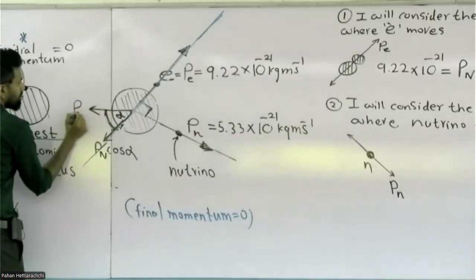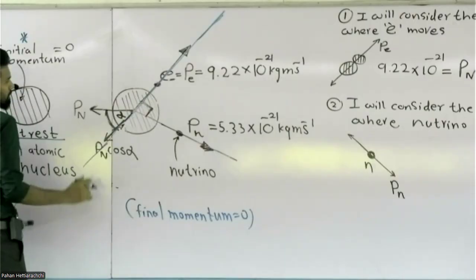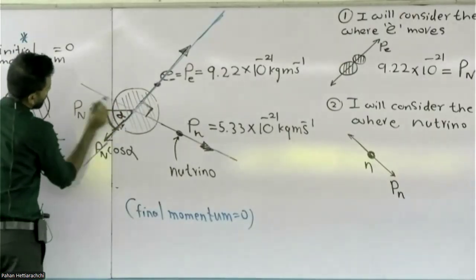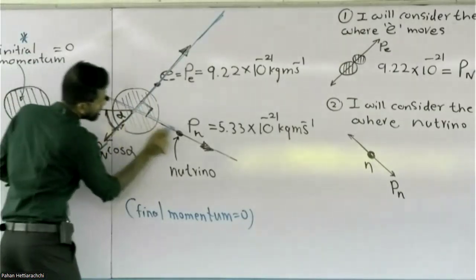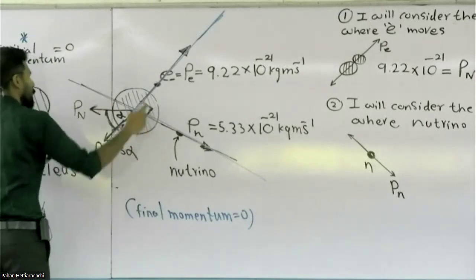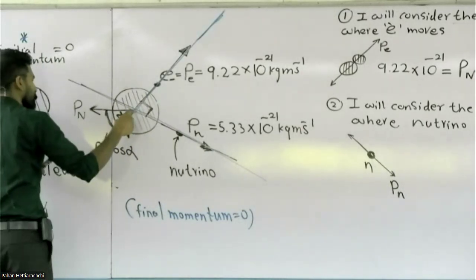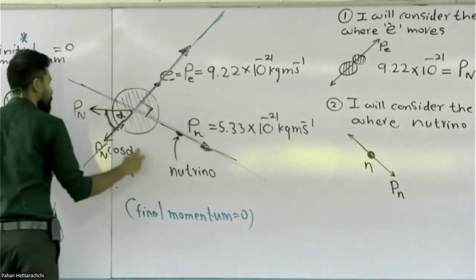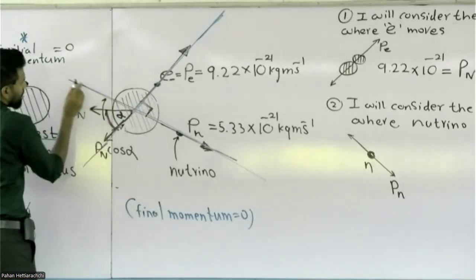Why? In this case, the electron's motion is perpendicular to this new plane that we are considering. So it will not affect this plane. So this is my next plane I am considering. With respect to this plane, the electron's motion is perpendicular, so it will not affect. So the momentum created by the neutrino should cancel out with this is Pn cos alpha, this is Pn sin alpha.